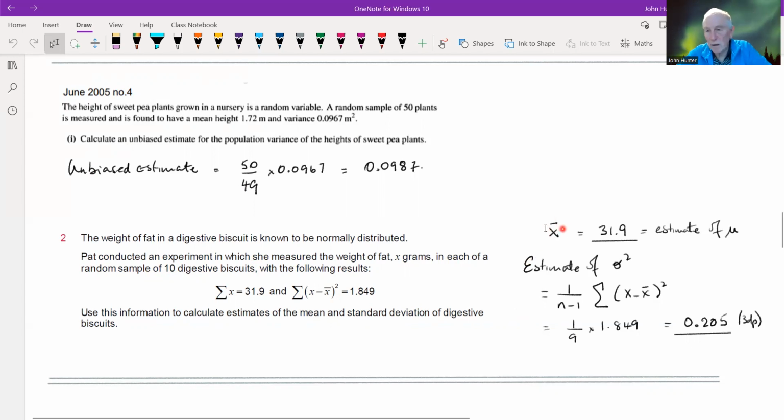Well, that's okay. Our estimate of the mean of all digestive biscuits is going to be this 31.9 divided by the count of our sample. The estimate of sigma squared, however, is going to be 1 over n minus 1, n being 10, so 1/9 of this sum of the squares of the differences, 1.849, and that's going to give us this figure of 0.205 to 3 decimal places. So that is what we are estimating the variance of digestive biscuits fat to be.